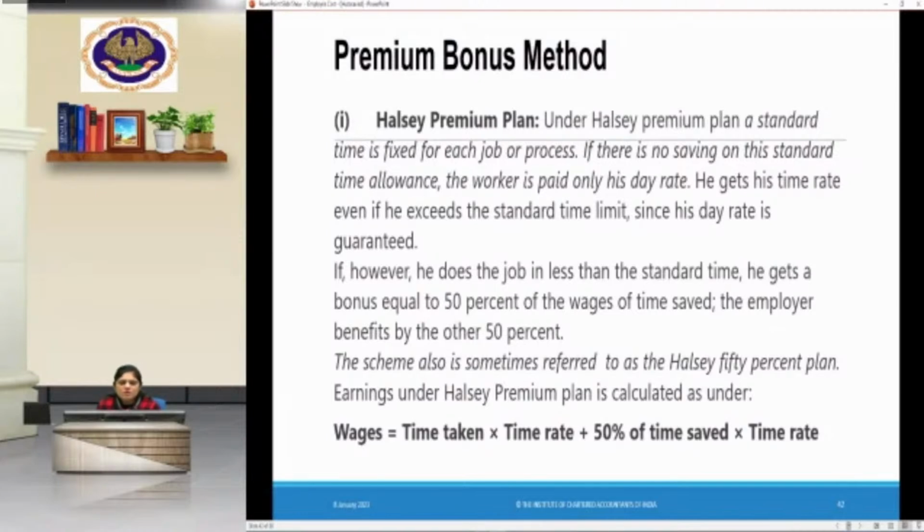So the scheme is also sometimes referred to as the Halsey 50% plan, because the worker gets a bonus of 50% of the time saved. That's why it's called the Halsey 50% premium plan. So the formula is time taken into time rate plus 50% of time saved into time rate. All right. So if I explain it to you here.